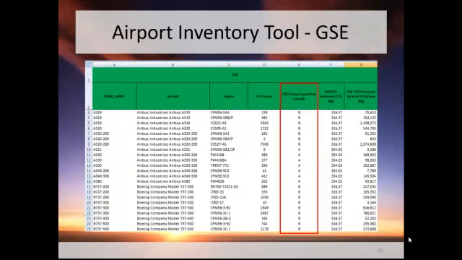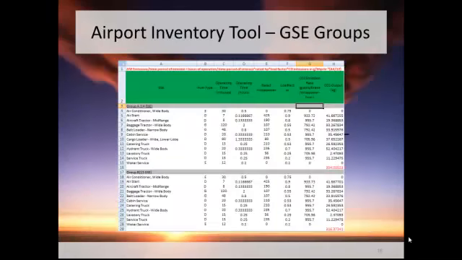The first data screen for GSE shows each aircraft and its assigned GSE group. GSE groups are based on GSE data from the Dulles Airport Environmental Impact Study. There are 11 GSE groups total. Group A, for instance, consists of 14 GSEs, leading to 354 kilograms of CO2 emitted per LTO serviced.